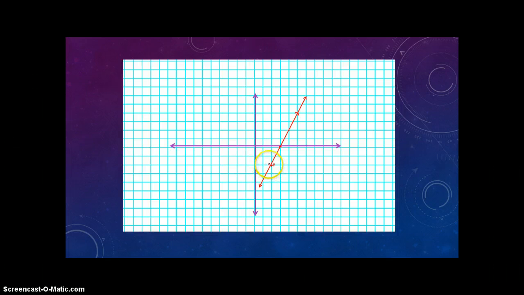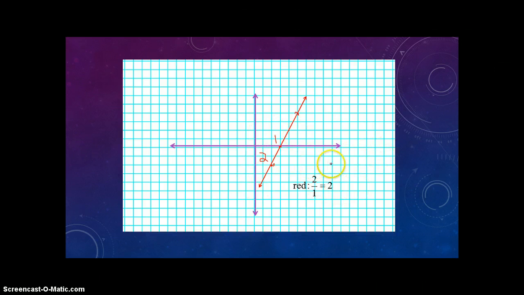If I just check the horizontal change, this horizontal change is 2, and this vertical change is 2, and the horizontal change looks like 1. Remember, slope is rise over run, so for my red line, I have 2 over 1, which is just 2. So the slope of the red line is 2.